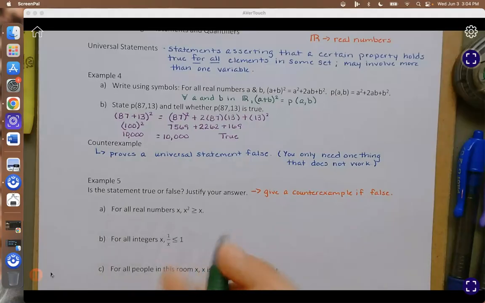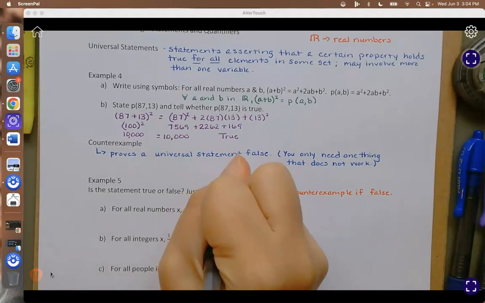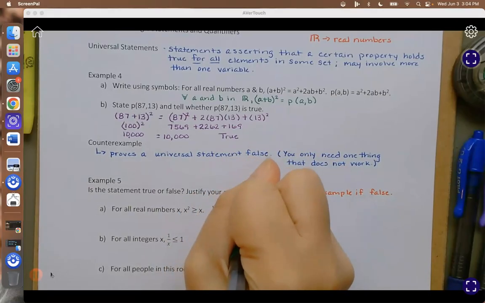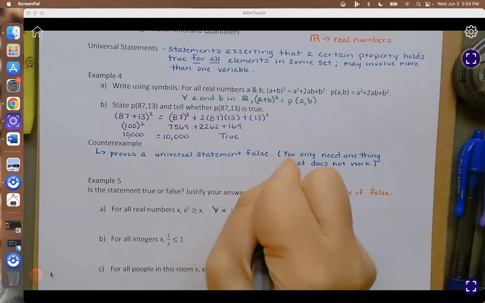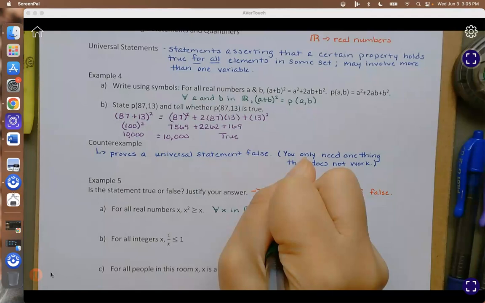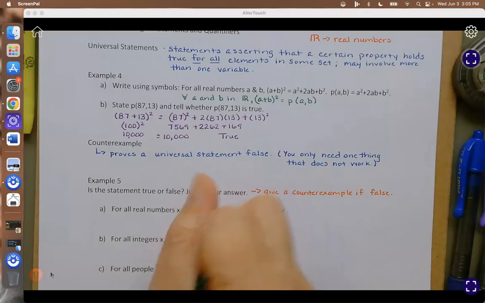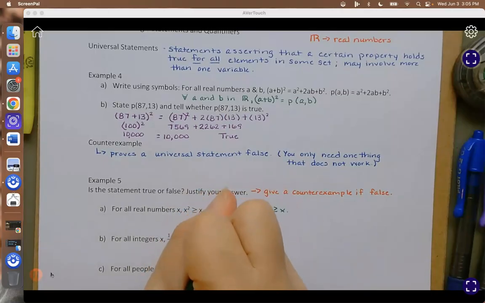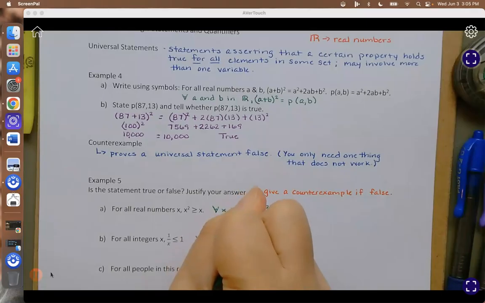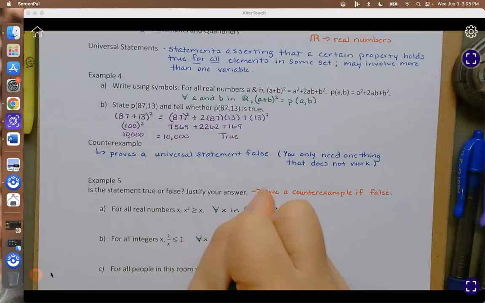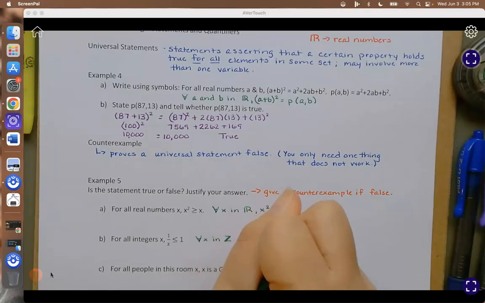For all real numbers, for all x in real numbers, x squared is greater than x. For all integers x, so for all x in integers, 1 over x is less than 1. Okay.